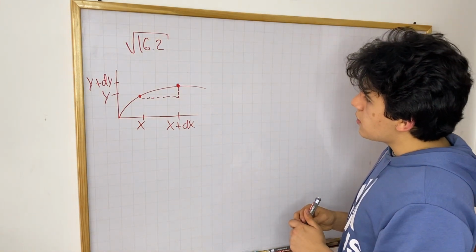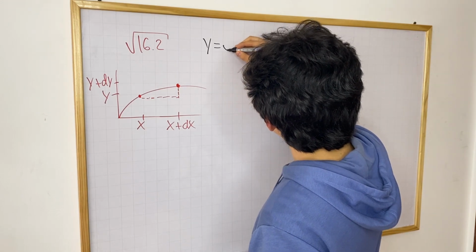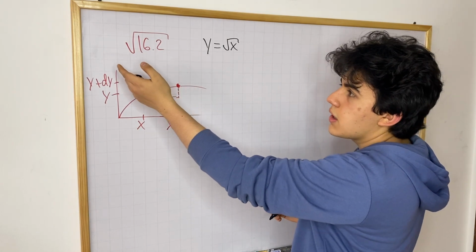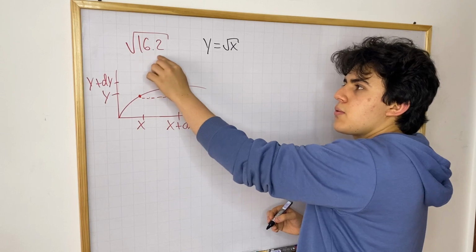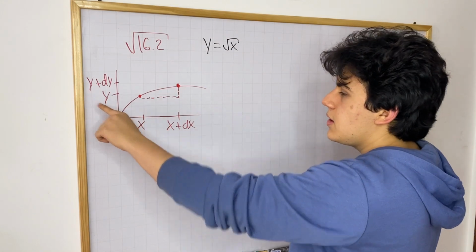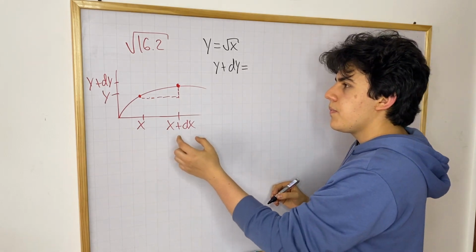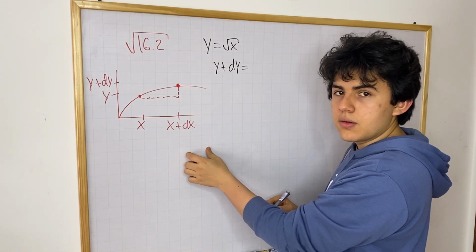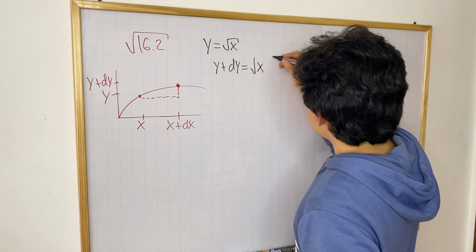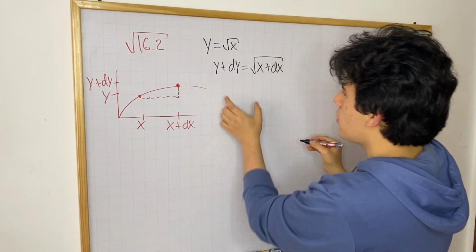The first thing that we're going to do is the following. I'm going to change to black. Now we're going to define a function, which is y equal to the square root of x. Because we're using a radical, one of the best ways in which we can represent this value is by using the square root of x as our function. Now we want to find y plus dy. We know that y plus dy would be the same as the function y evaluated at x plus dx. Since y is the square root of x, we can write the square root, and inside the radical we're going to have not only x, but x plus dx.